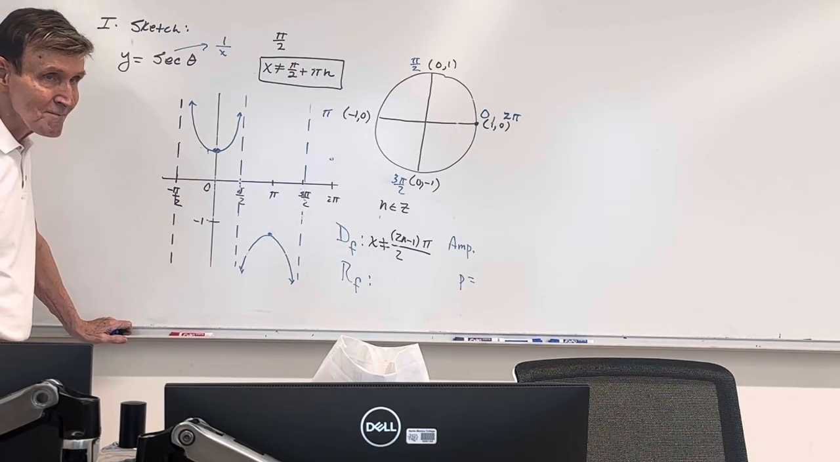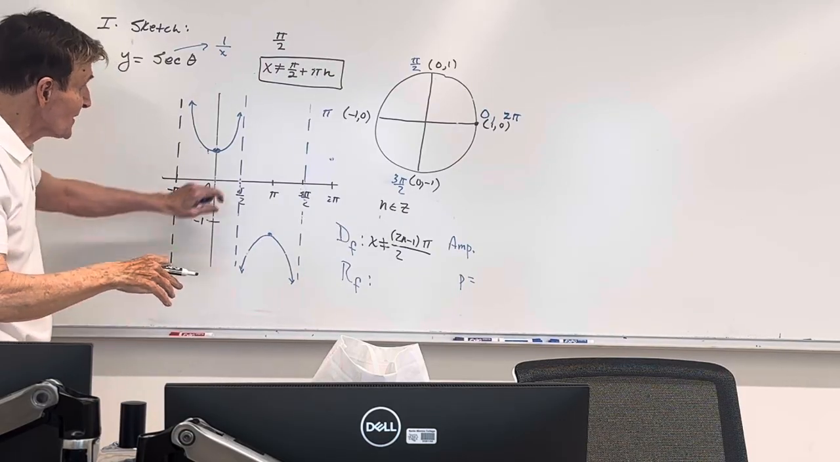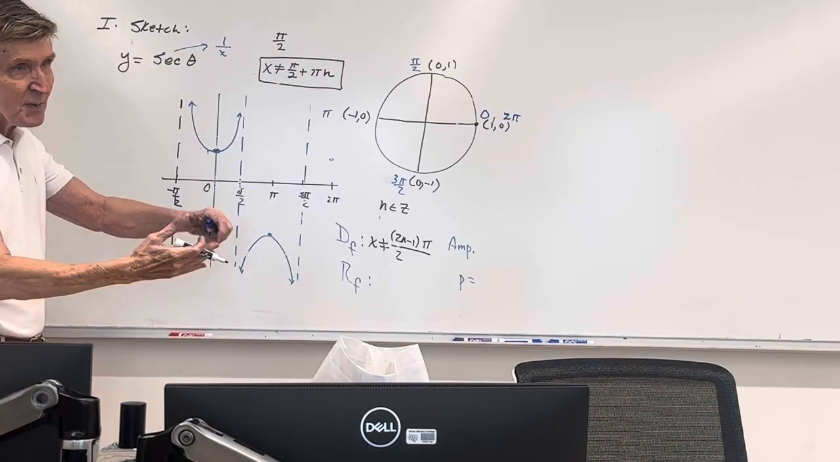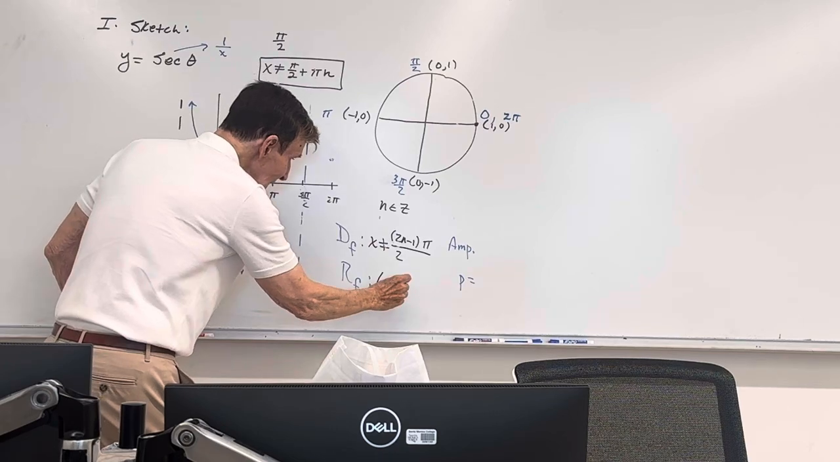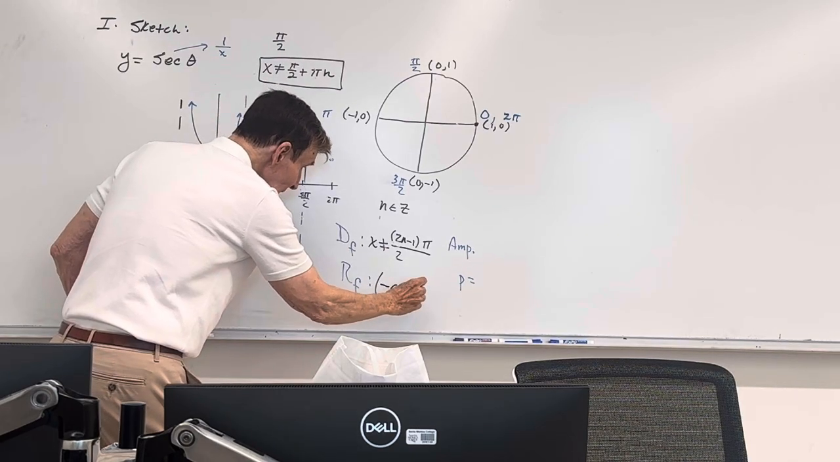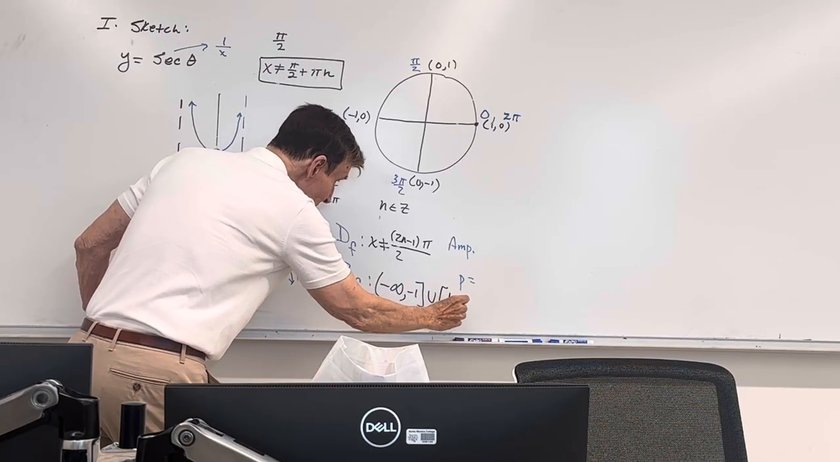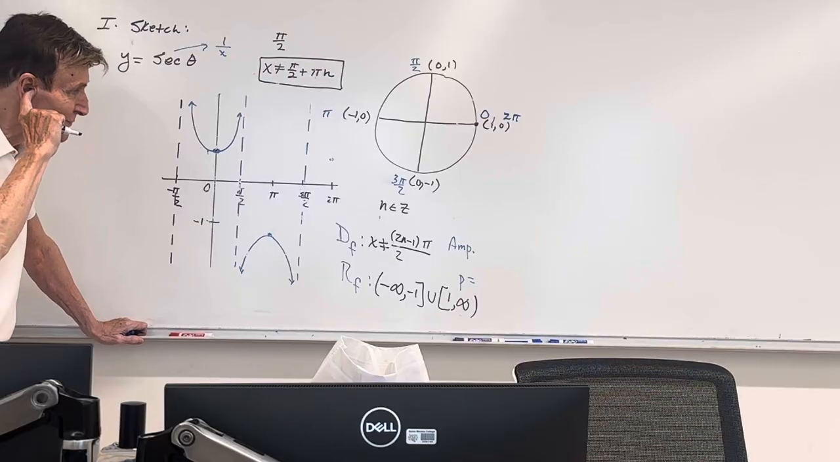Now, so we got the domain out of the way. That's the tough part of this. So you guys do it here or here. Range, the up and down, not hard. The range is negative infinity up to what? Negative 1, including negative 1. Union, what is that, bracket? 1 through infinity. That's not too bad for the range.